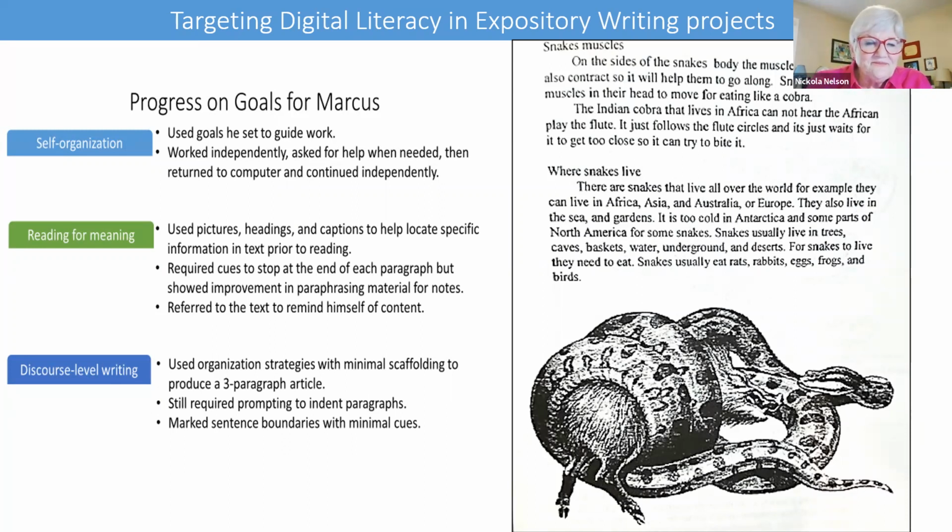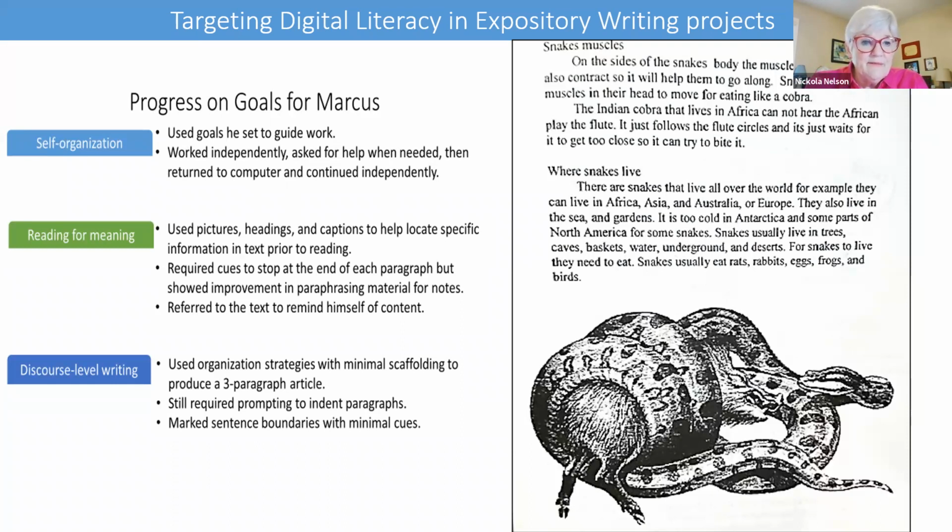His final published story, and we always had a publishing party where the kids read their stories to their parents and their peers, and we celebrated with punch and cheese and crackers, which was more grown up than cookies. Anyway, his goal progress included that he was able to use the goals he set to guide his work, to work independently.